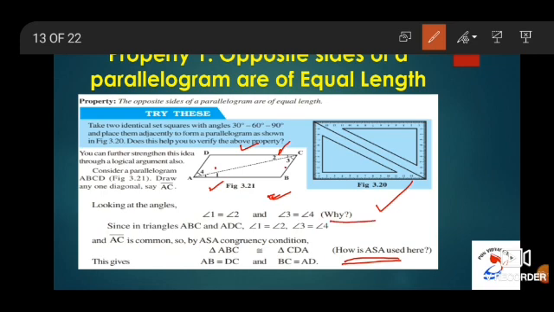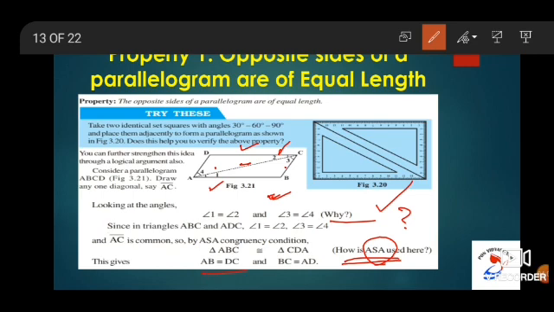Why are they equal? Because they both are alternate interior angles. Alternate interior angles are equal, no? So then it is the side AC. Side AC is the common side. This side is a common side. So we can use the property of ASA, that is angle, side and angle. So by ASA congruency, triangle ABC is congruent to triangle CDA.